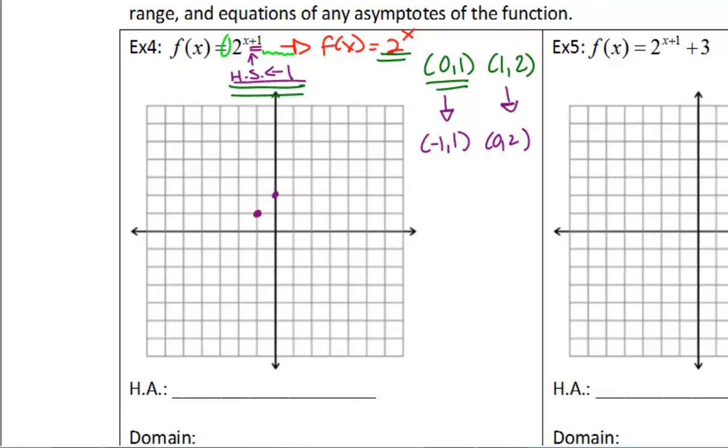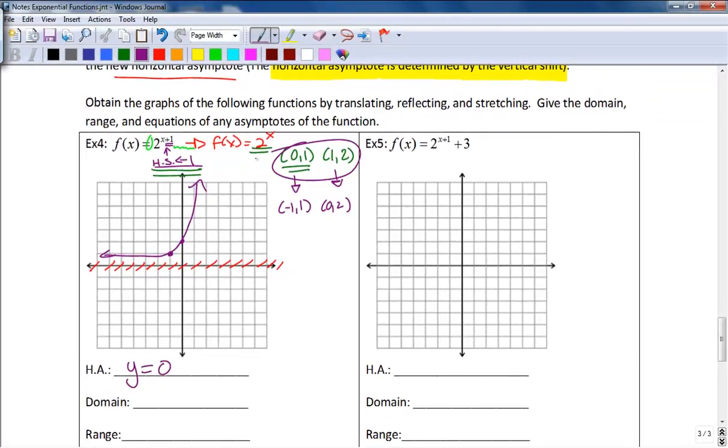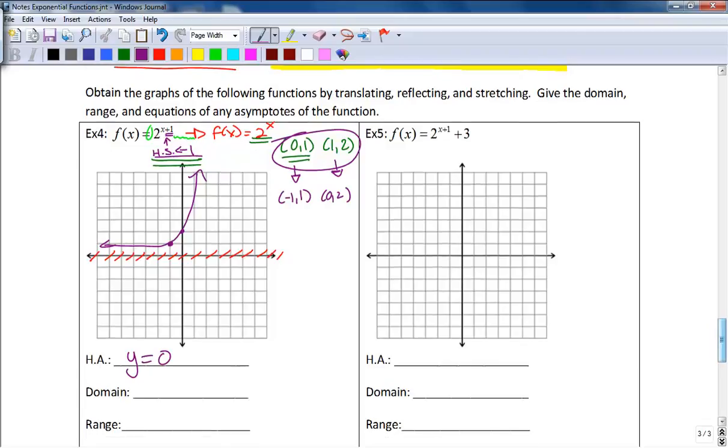Then my horizontal asymptote. Well, the horizontal asymptote is going to be y equals 0 unless you have a vertical shift. Well, this problem does not have a vertical shift, so my horizontal asymptote is going to stay as y equals 0. So let's go ahead and draw in my horizontal asymptote. So with those two new points and that horizontal asymptote, that's all I need to graph my function. So what you do when you're graphing these functions is you know your anchor points and then you move them according to your transformation. And all that's left is to find domain and range.